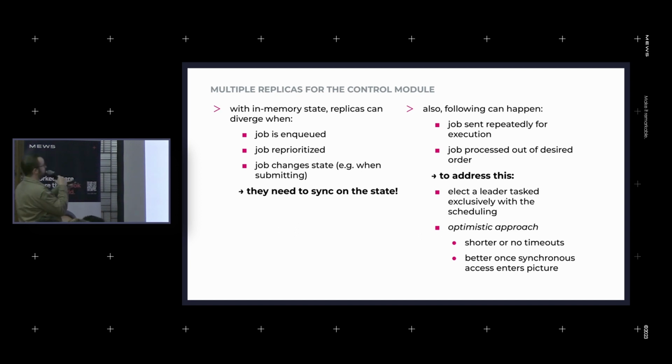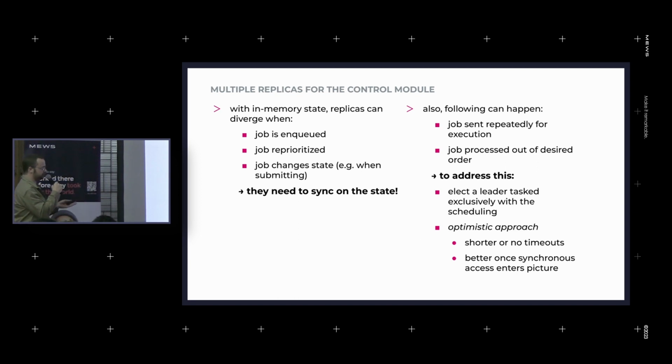Okay, let's come back to the solution for multiple replicas, right? We already know that we compute the solution in the memory of each replica, and now it's time to figure out what can go wrong if you do that, and decide where the replicas can diverge and under what circumstances. It can happen whenever a new job is enqueued, whenever a job is reprioritized, and also whenever a job changes its state, for example, when it's finally decided that it's going to be submitted to a certain engine.